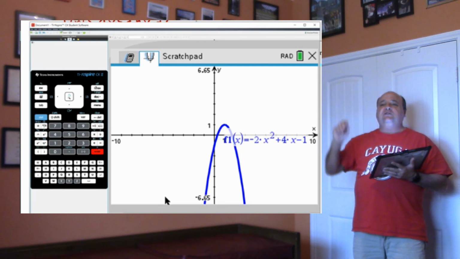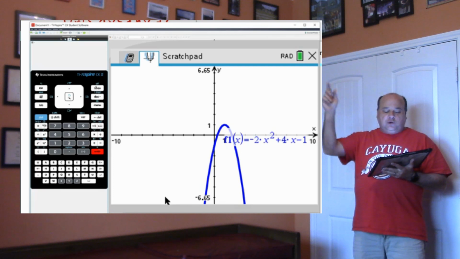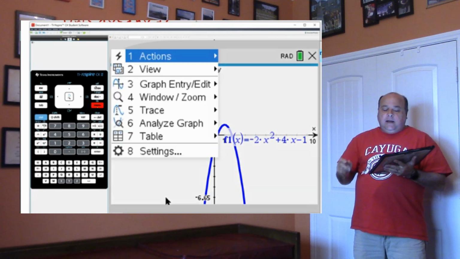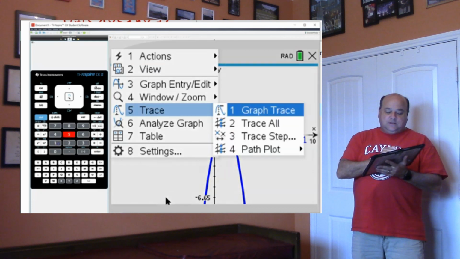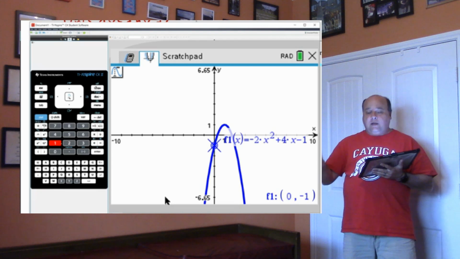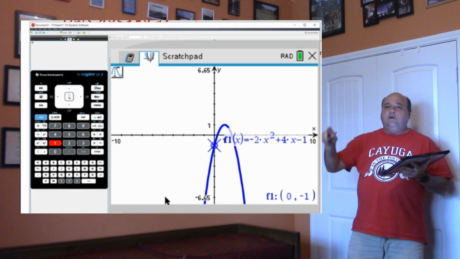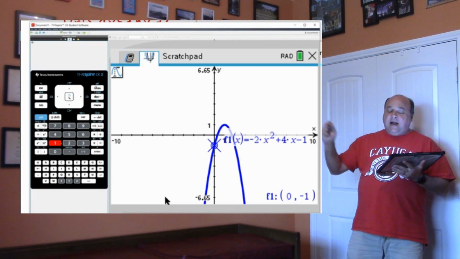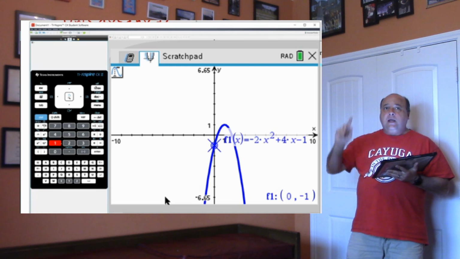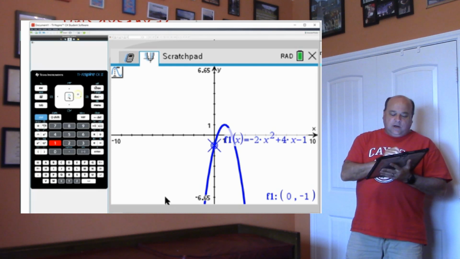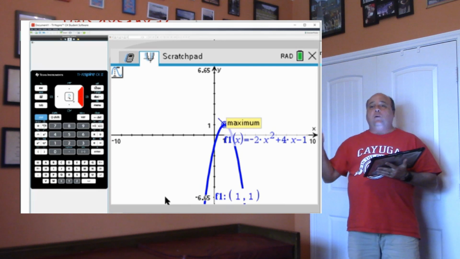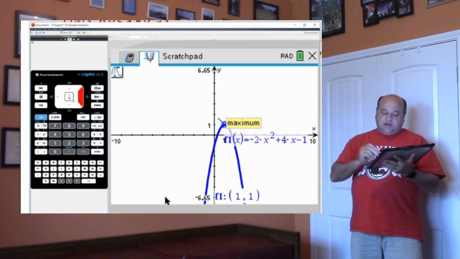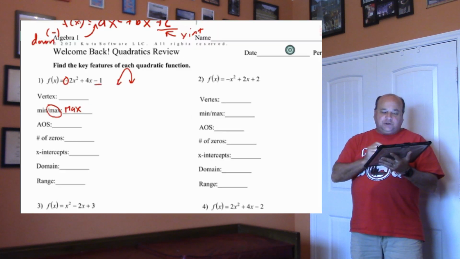We need to trace this to the top of the curve, don't we? So to trace, we're going to hit menu, and it says trace at 5, and we want to do graph trace, which is 1. Some of y'all have said menu 5, 1, okay? That gives you the graph trace. Notice it starts off at the y-intercept at the bottom, I have 0, -1. I'm going to hit the right arrow button until I get to the top of the curve. Okay, that's it. That's my maximum at 1, 1. That's my vertex. So let's go back to the worksheet.